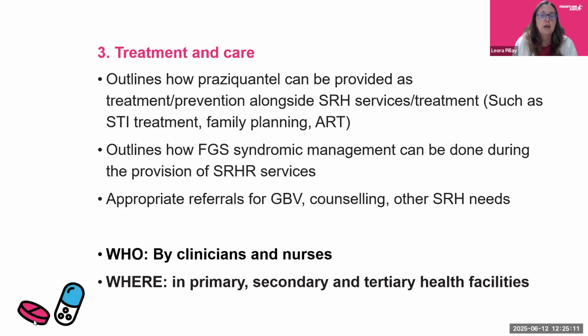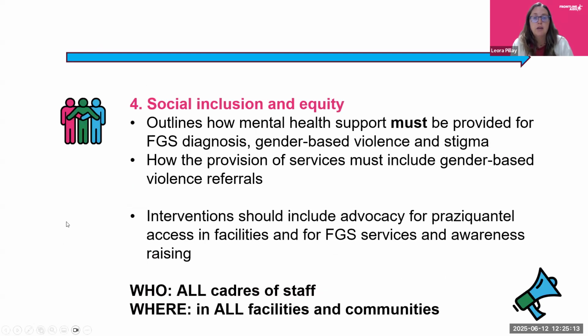The fourth stream of the minimum service package is more of a cross-cutting stream, and this is called social inclusion and equity. And it speaks to a lot of the challenges that the FGS community is facing, but it also speaks to the mental health elements that need to be considered during FGS integration. So this section speaks to how anyone implementing FGS work needs to constantly be aware of the possible need for mental health support and how this must be provided.